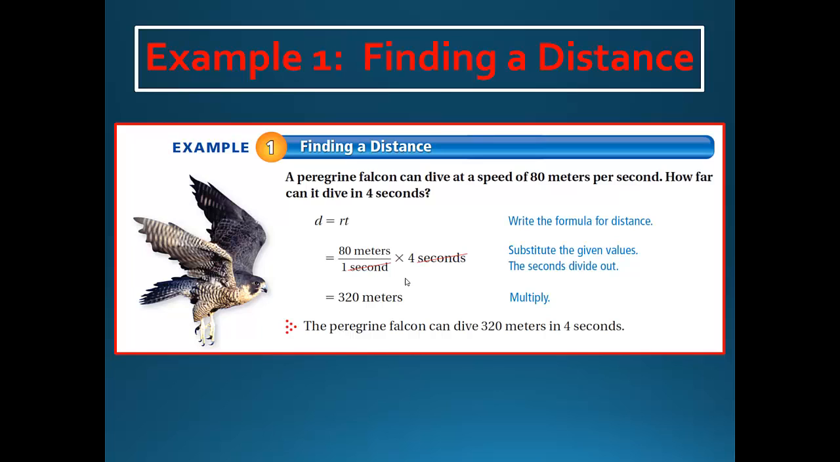So we're going to multiply by 4. Our seconds will cancel out. So then we're going to multiply 80 times 4 and get 320 with our label of meters. So 320 meters. A peregrine falcon can dive 320 meters in 4 seconds.